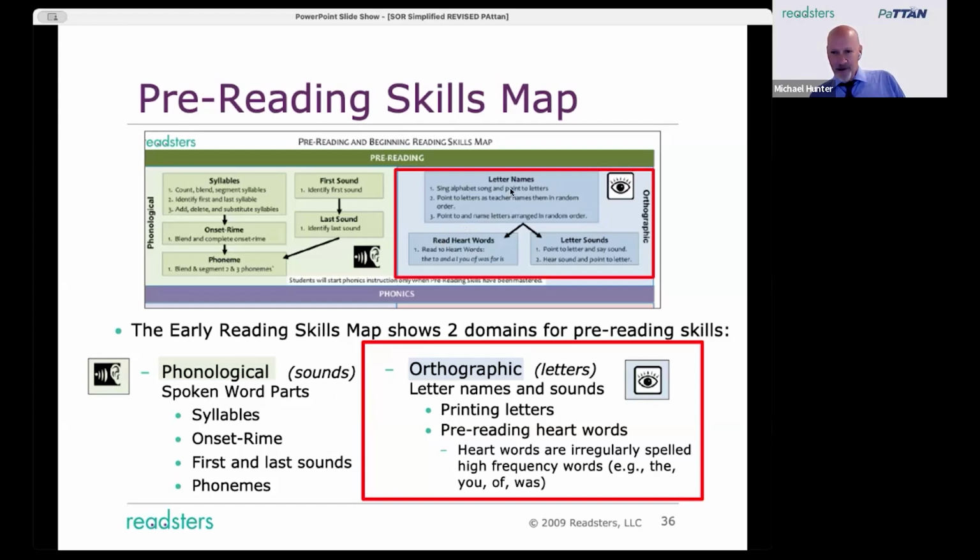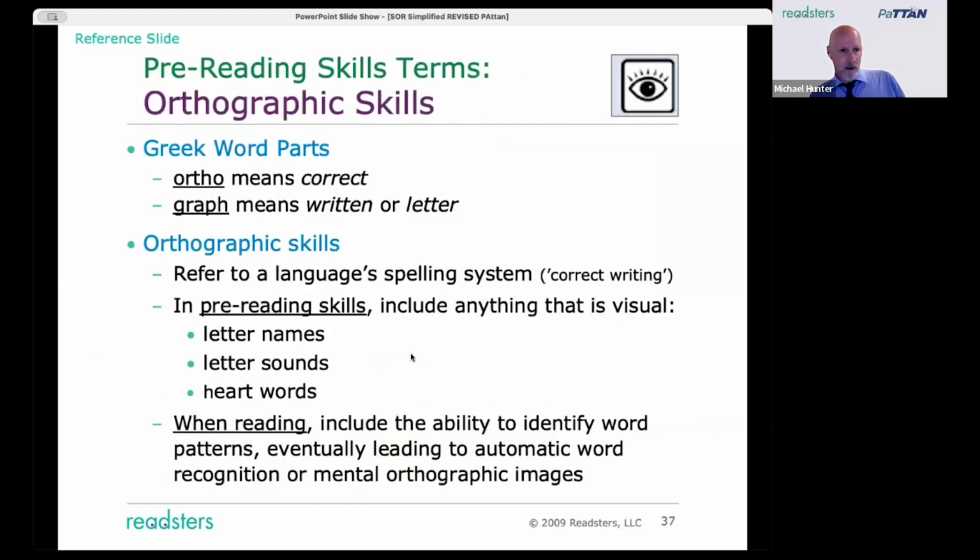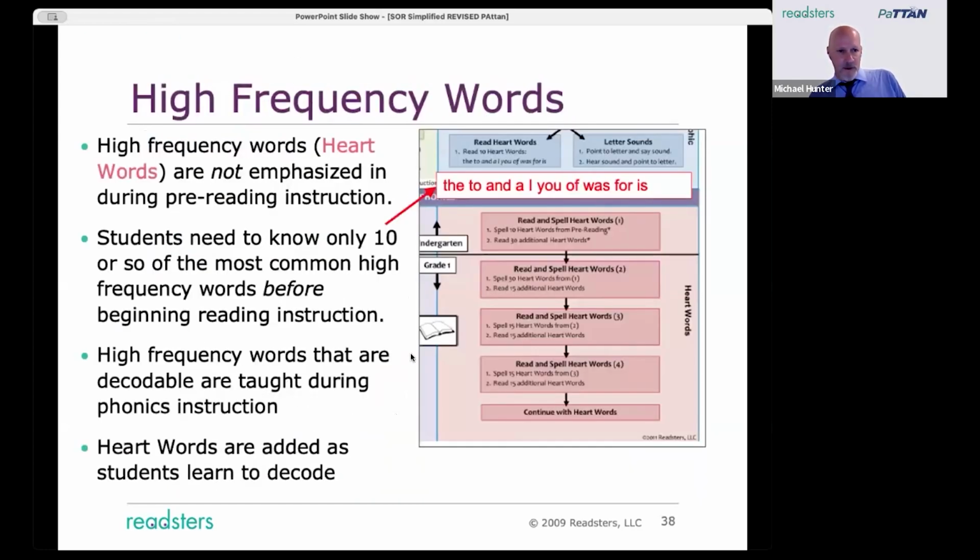Wait until they know their letter names and are learning their letter sounds, and then you can start teaching the 10 high frequency words, and they're right here on the map, one at a time. And that way, when you start phonics, they will know all their letter names, their letter sounds, and some basic high frequency words, and can even with early decoding, start reading sentences. Another reference slide there.